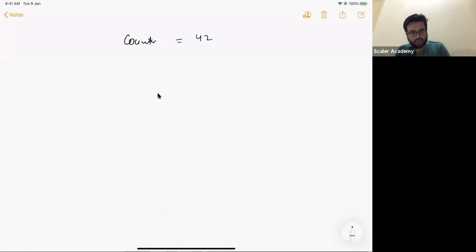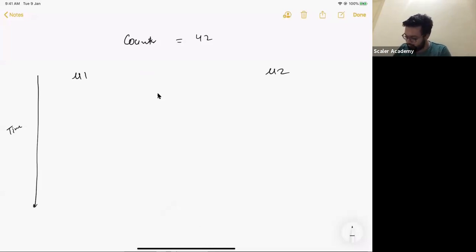Okay, cool. So let's say that there is a counter which is initially 42 or any value. Now let's say there are two users, basically more than one user, who are trying to do some operations on the same counter. And this is the time axis at which the operations are being performed.